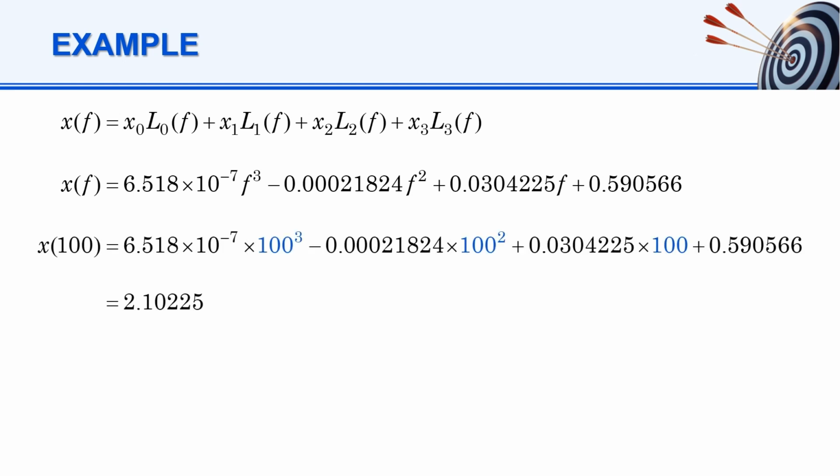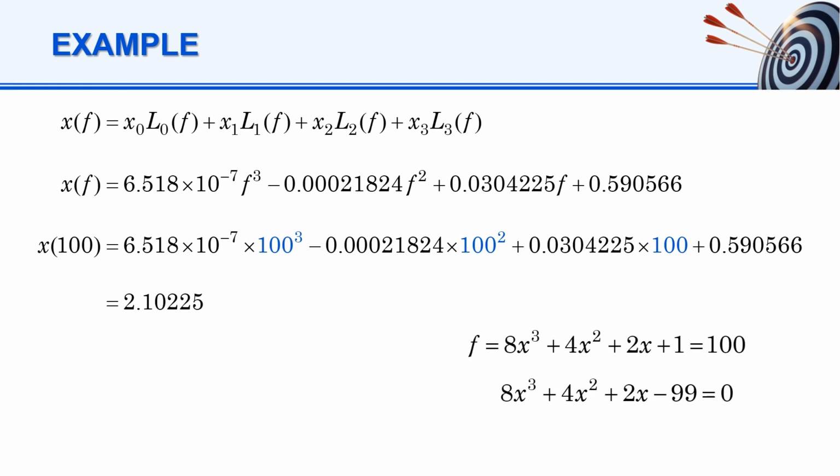2.10225. Given the true function from which the dataset was derived, we can find the true solution as 2.1243965, as shown. The relative error of this estimate is about 1%.